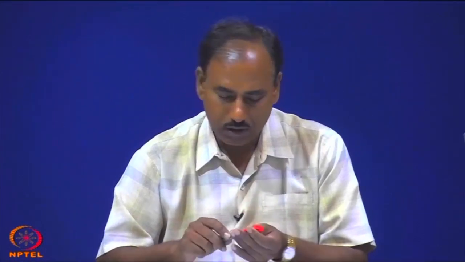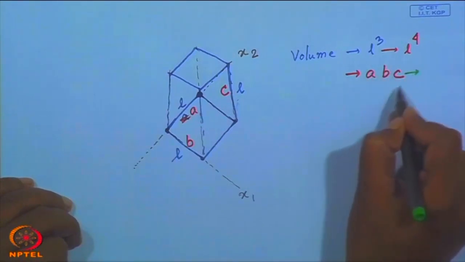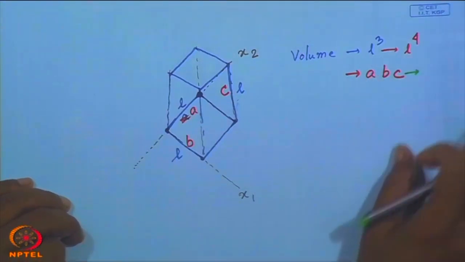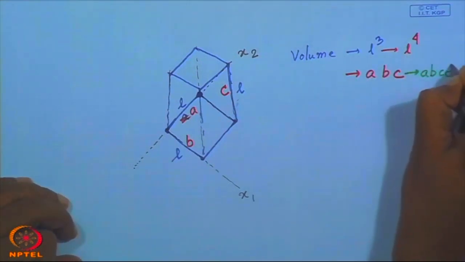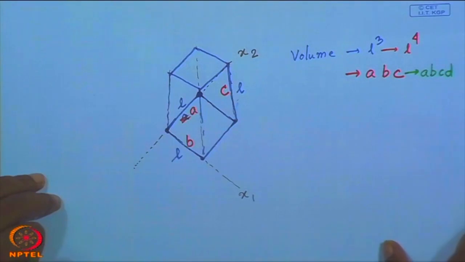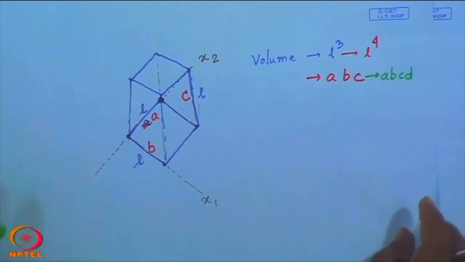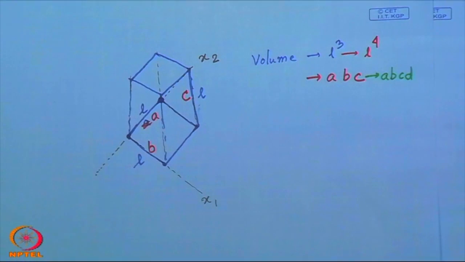Whereas, if I drag it by a displacement d along the 4th dimension, I get a hyperparallelepiped in the 4th dimension, and the volume of that hyperparallelepiped will be simply ABC, which was the volume of the parallelepiped in 3 dimensions, times D. In the 4th dimension, it will be A, B, C, D. So, you find that the concept is very simple, and I always have an analogy to lower dimensions. I may not stop there.